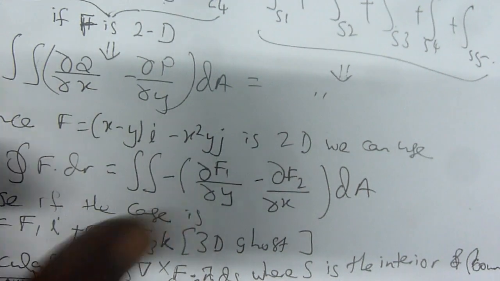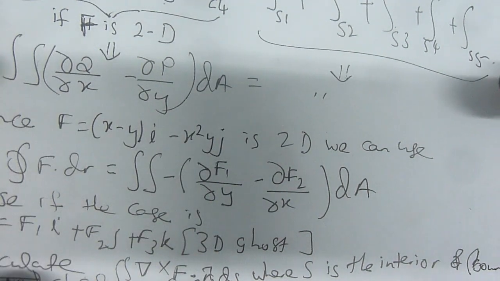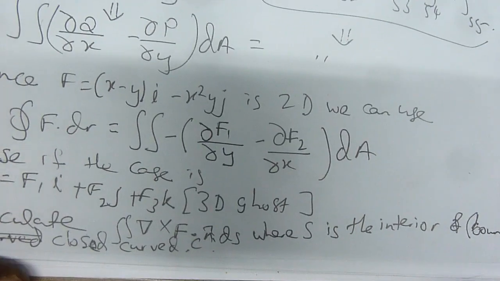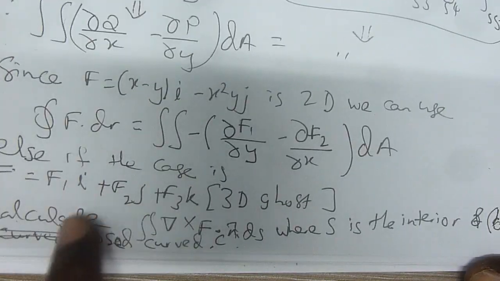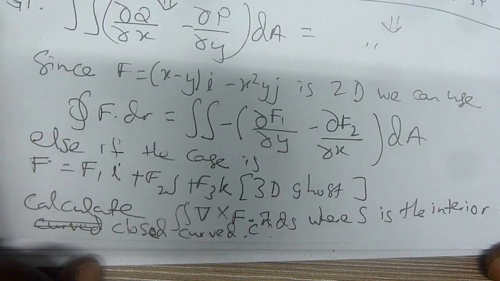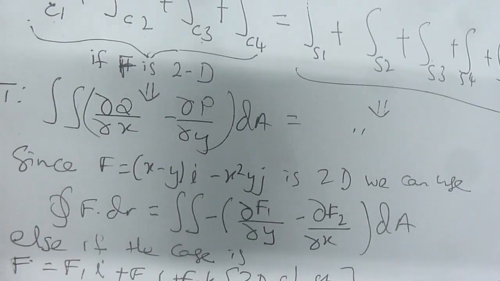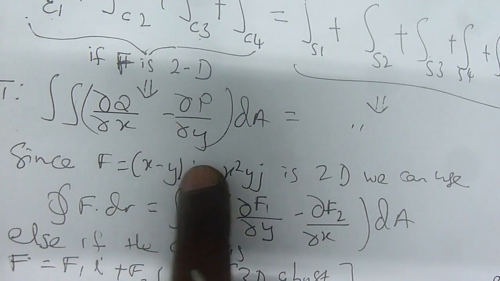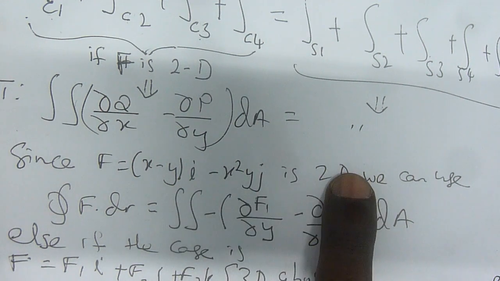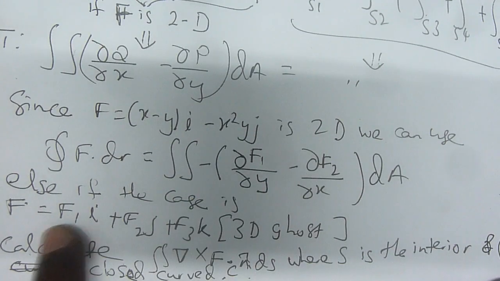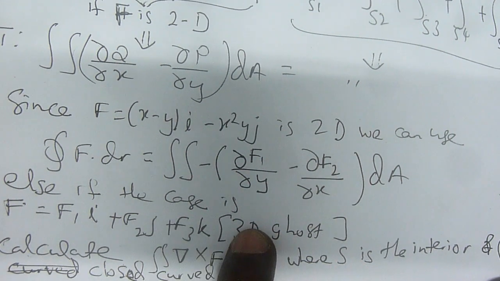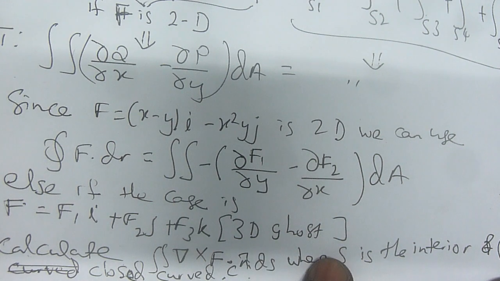I haven't solved the question, but I am giving the idea again and again. I am emphasizing this very important point. I am trying to say, if the case is 2D, you can use Green's theorem. But if the case is 3D, no other option, you need to go and do it. Let me show you how I am doing this.